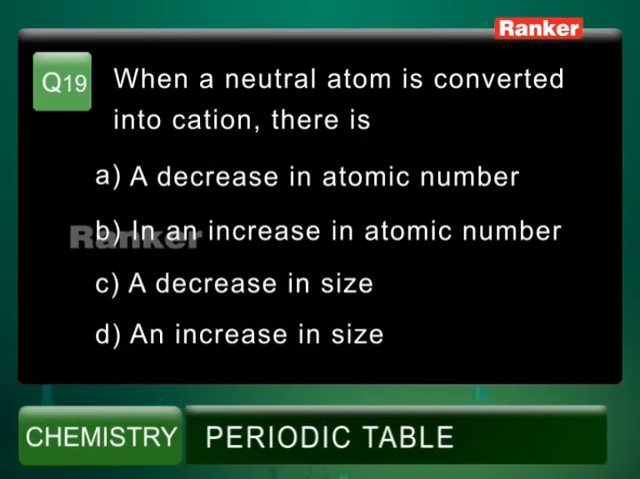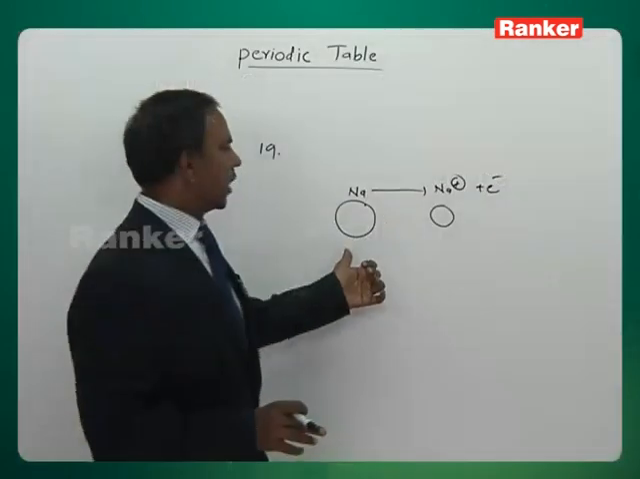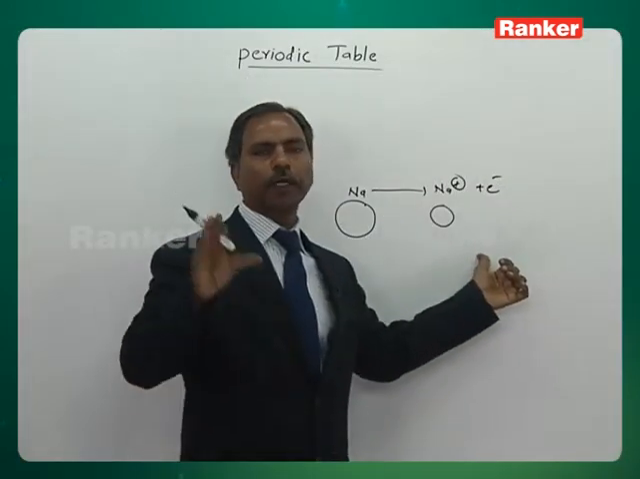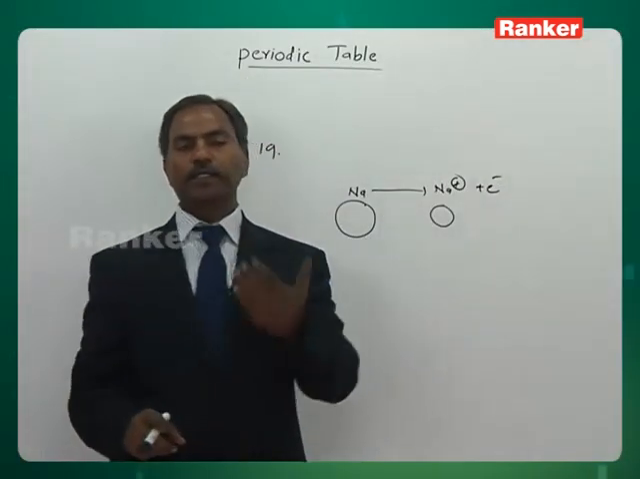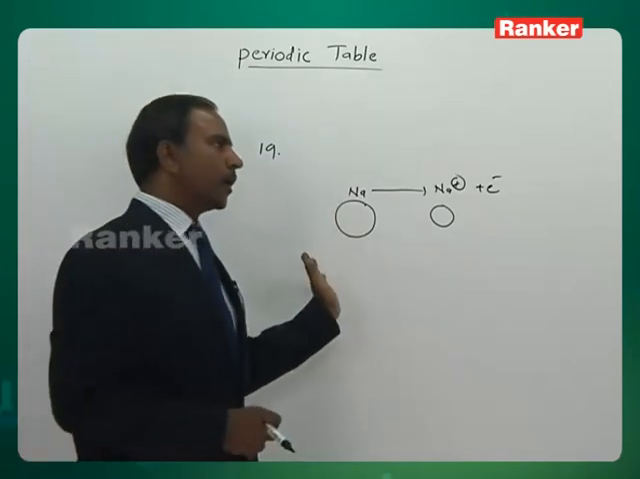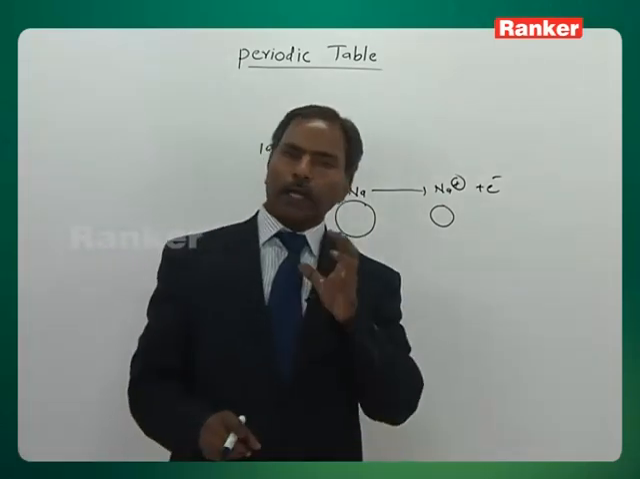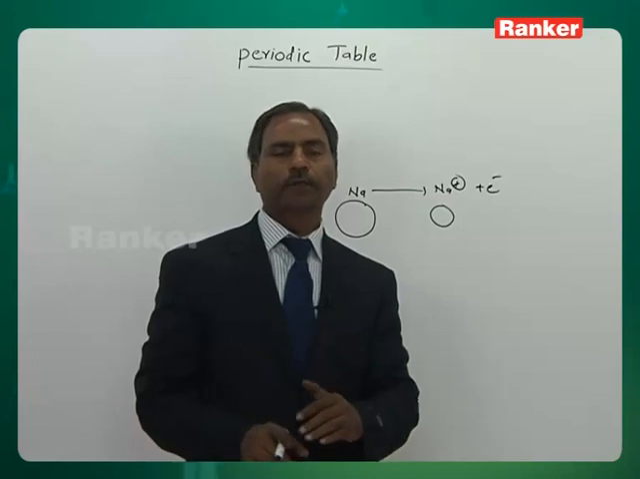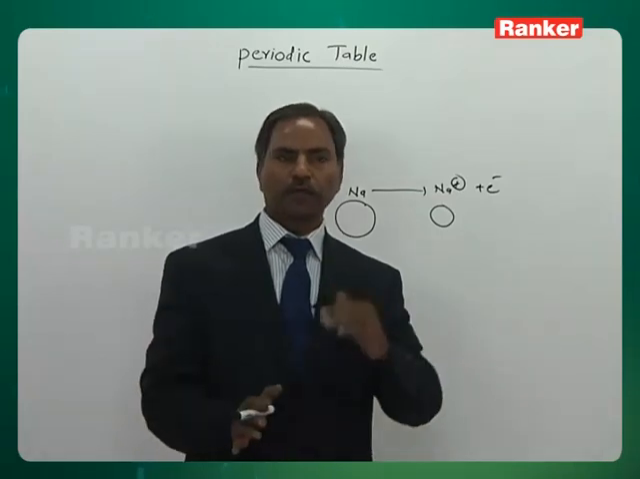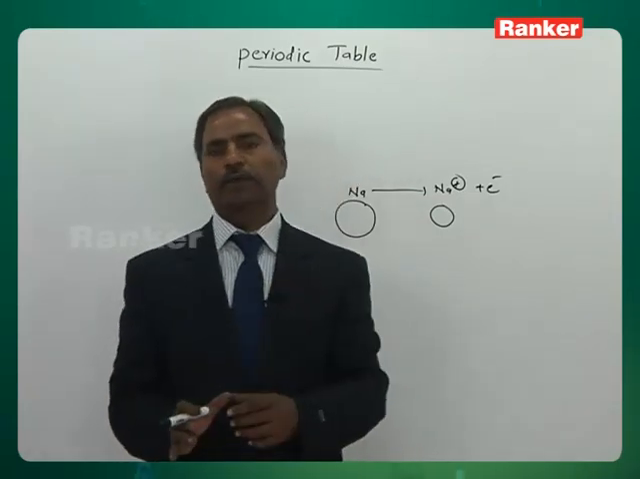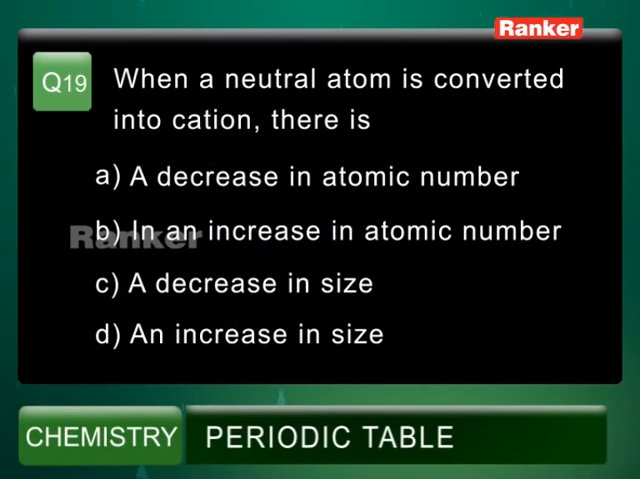Coming to a decrease in size, yes, when a neutral atom converts into a cation, there will be a decrease in size. There should never be an increase in size whenever a neutral atom converts into a cation. Therefore, for question number 19, answer is C.